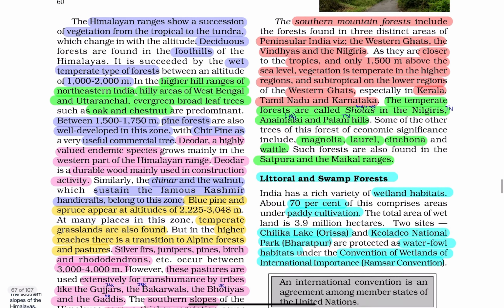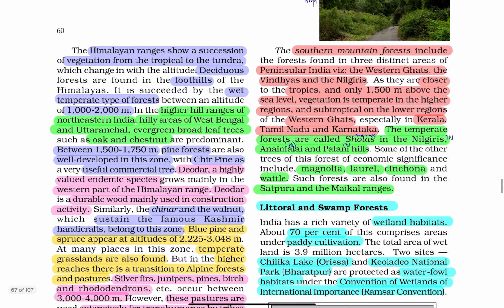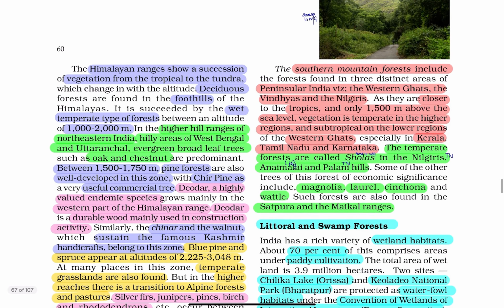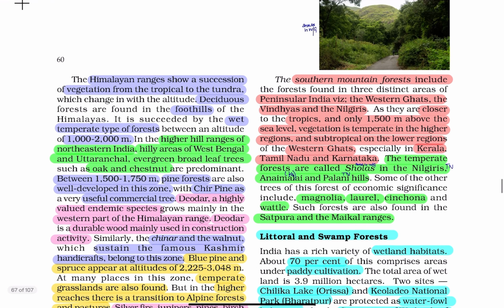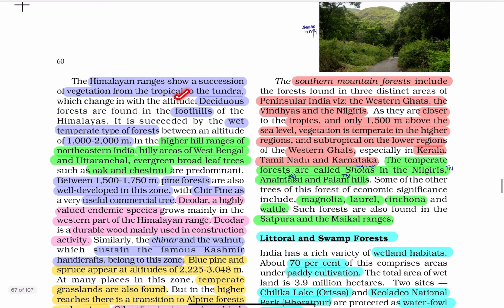The Himalayan ranges show a succession of vegetation from the tropical to tundra. When the term tundra comes, you can remember it: tundra means thanda, cold. So here the temperature will be less. Change in vegetation from tropical to tundra means that at the bottom the temperature is more, and up here the temperature is less.